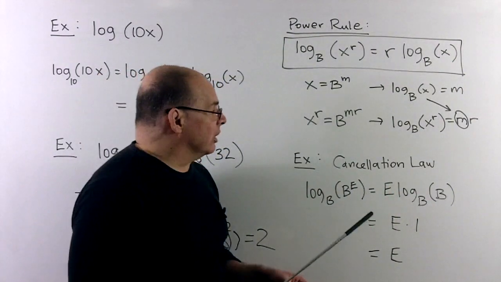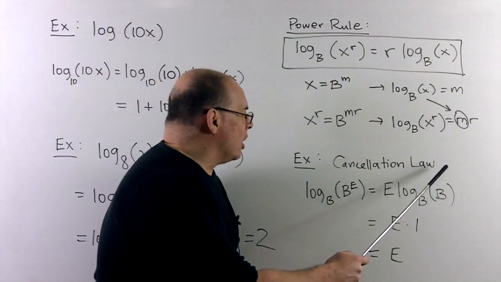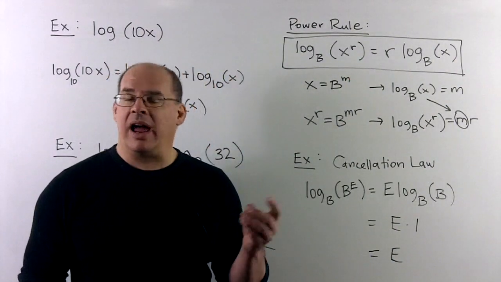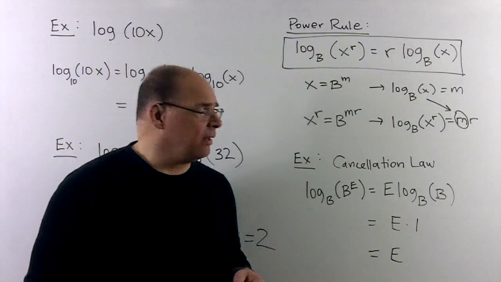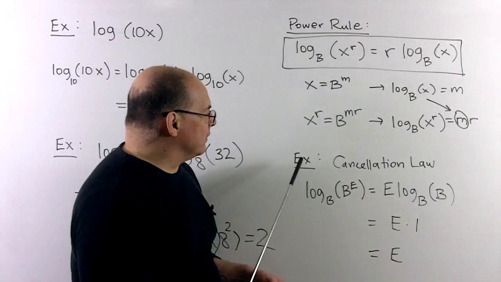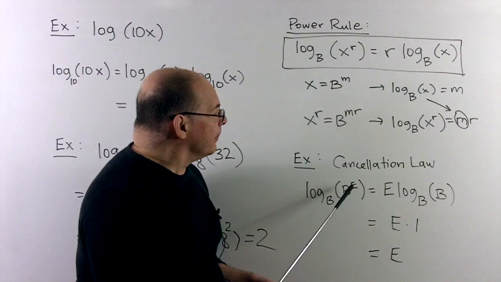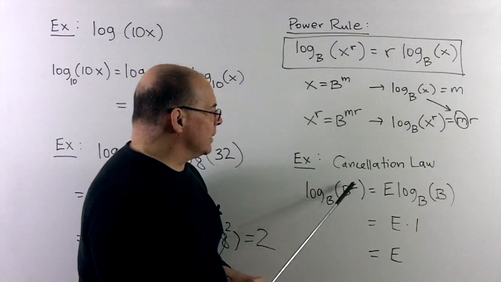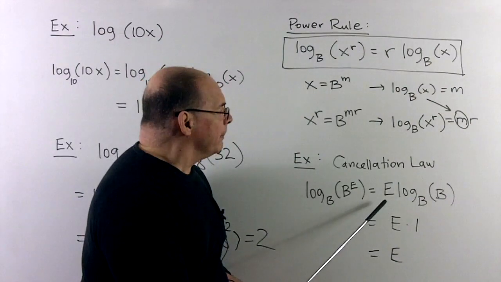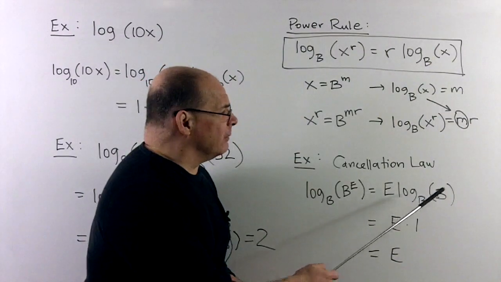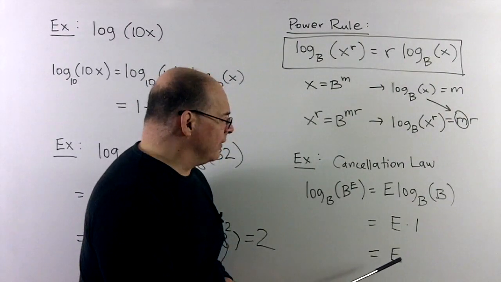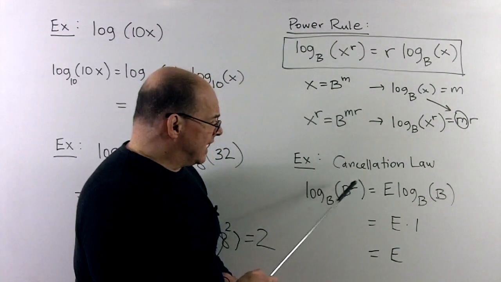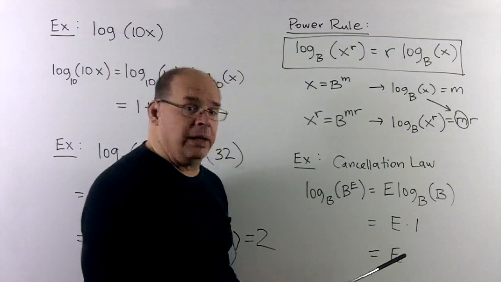First application. Let's show the cancellation law just using this and the log rule for log base b of b itself. If I have log base b of b to the e, well, the power rule says we can take the e and put it out in front. Then I have log base b of b itself, which is going to go to a 1. And then now I just have the e. Things canceled, left us with the e as expected.